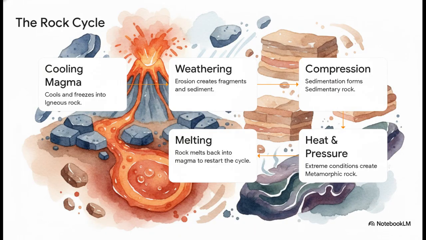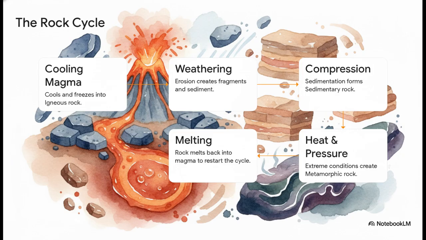And the wildest part is, these rocks are all connected in this continuous, never-ending recycling program. Over thousands of years, magma can erupt and cool into an igneous rock. Then that rock gets weathered and eroded by rain and wind into tiny little fragments. Those fragments are transported, settle down, and get compressed into layered sedimentary rock.